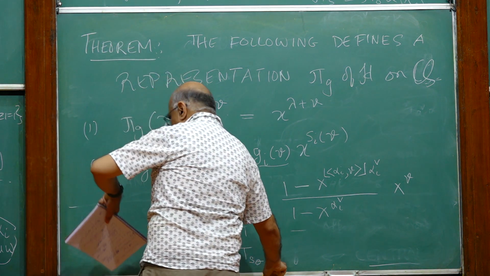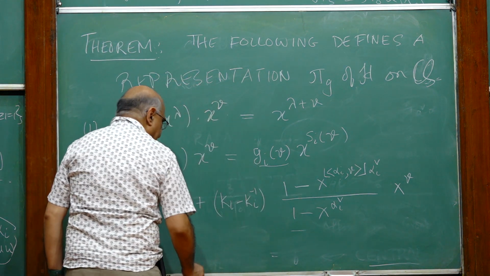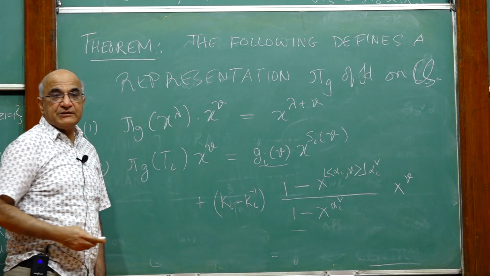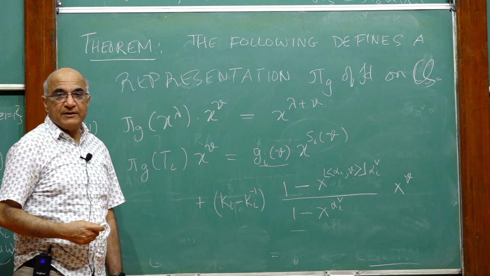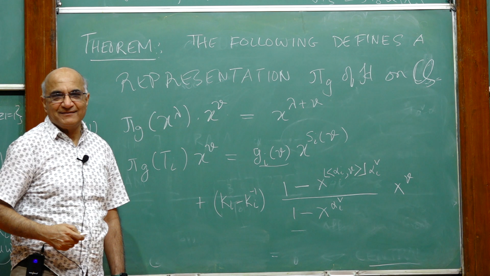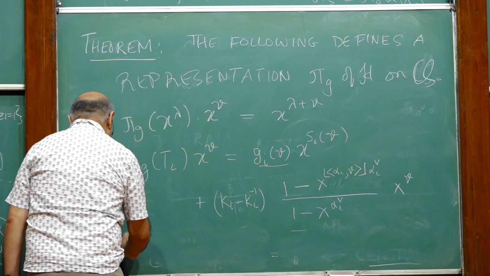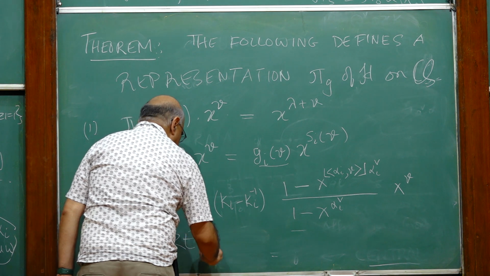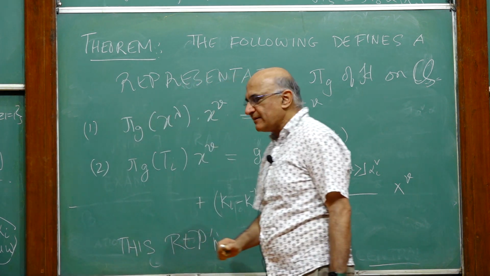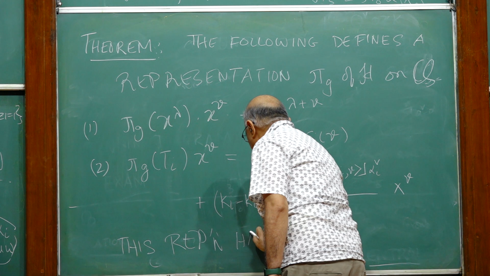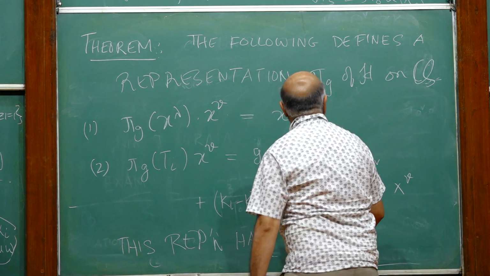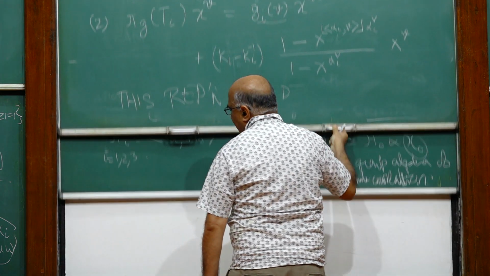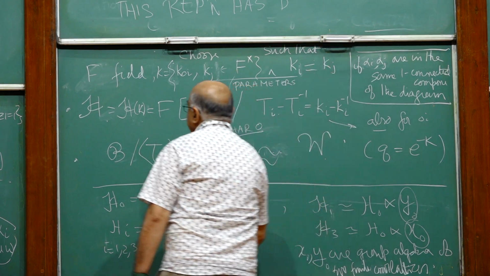Okay, so I think I'm out of time, but this representation has to do with the Weil group multiple Dirichlet series. Or I should say, this representation has something to do with that. So I don't have time to explain.